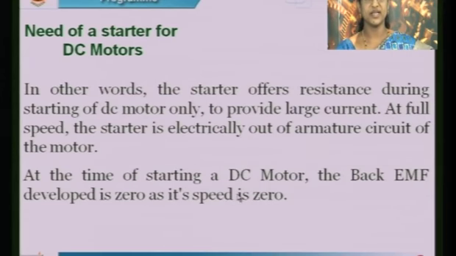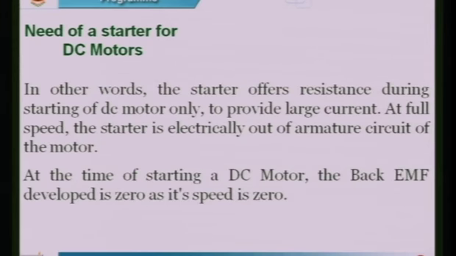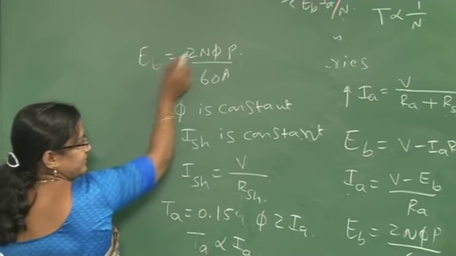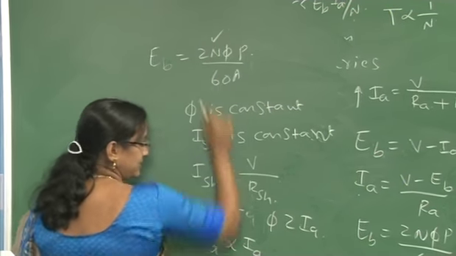At the time of starting a DC motor, the back EMF, I already told you, is 0. Since back EMF is 0, what will happen? We are considering EB is equal to ZNφP divided by 60A. Since back EMF is equal to 0, the speed is also 0.